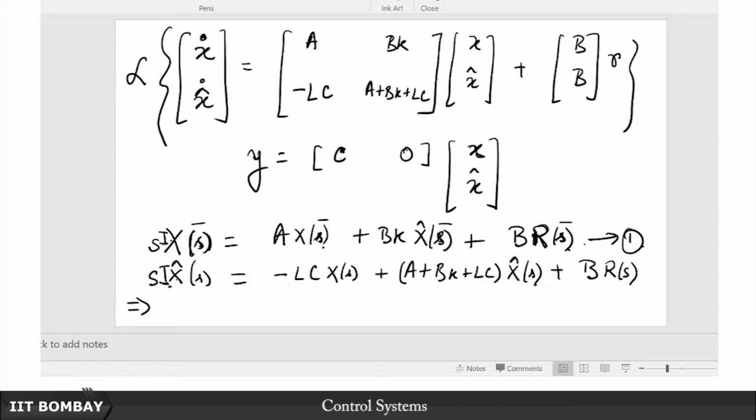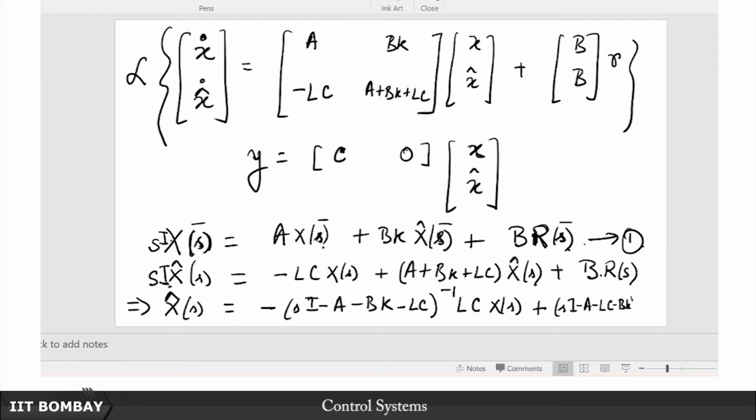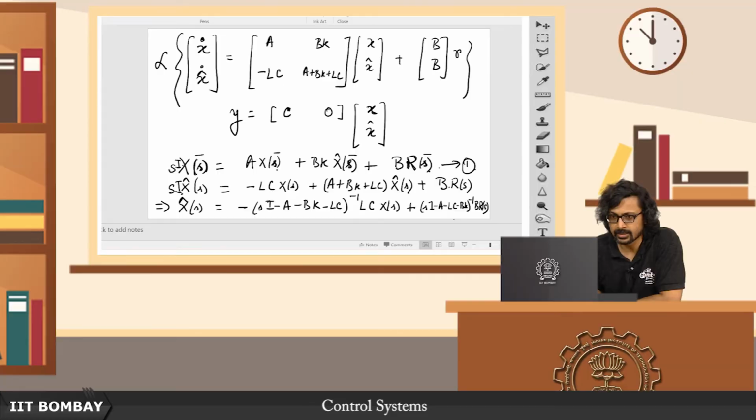We've seen this already, that we write sI times x hat instead of s times x hat. So this means that I can write (sI minus A minus BK minus LC) times x hat is equal to minus LC times x plus B times R. So instead of doing that I am going to in one shot take the inverse of that, and I am going to get the expression as minus (sI minus A minus BK minus LC) inverse times LC times x, plus again (sI minus A minus LC minus BK) inverse times B R.